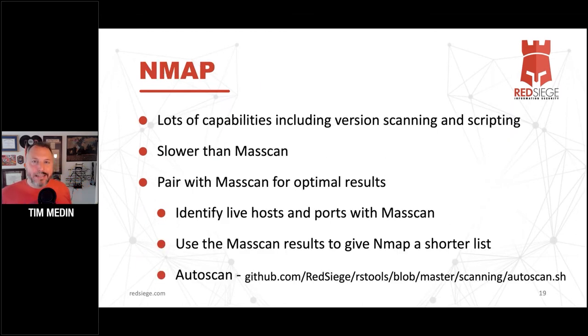So I use Masscan to say, find me the hosts that are up and the services that are listening. And then I take the live hosts and the live ports and I say, Nmap, only look at these hosts and ports. And it makes Nmap more efficient because Nmap doesn't need to recheck those open ports. There should be less slowness.